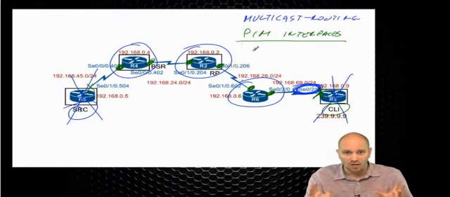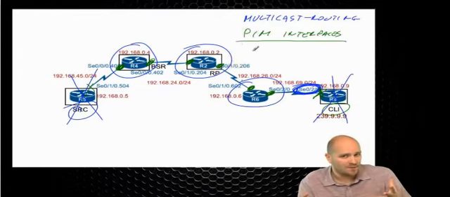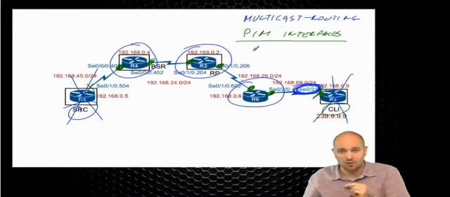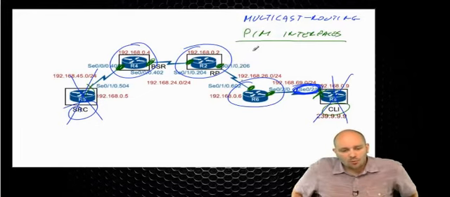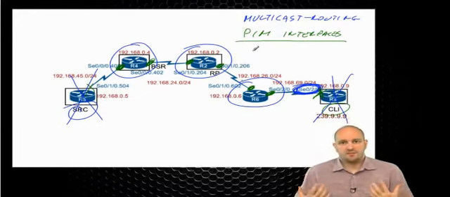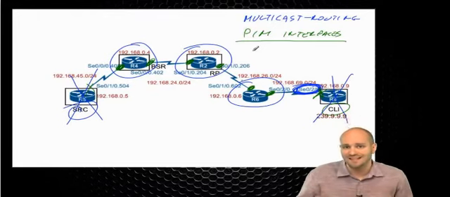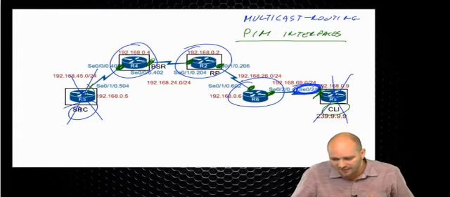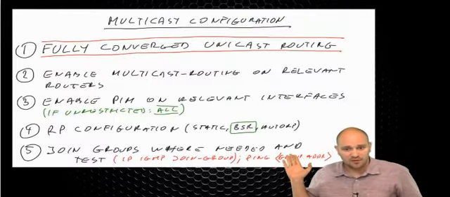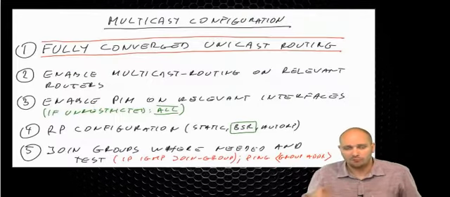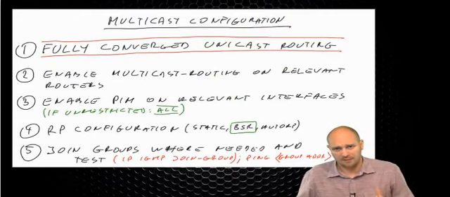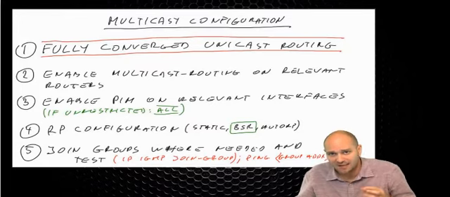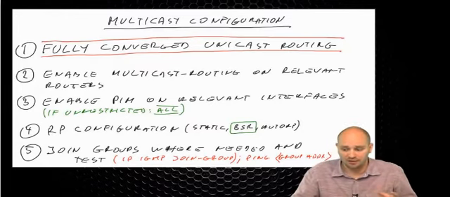So I'm going to now go not with what I would recommend is the best way, but what would be the absolute minimum configuration to actually get this working. Because I want to emphasize one thing, and that is that multicast is inherently easy to make work. If these requirements are actually in place, it would be very difficult to break multicast. Multicast wants to work, right? You actually have to make an effort to make multicast fail.